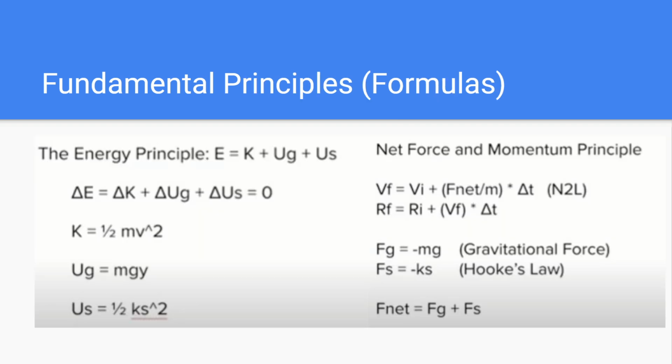You can see the different formulas for the energy principle, UG, US. mgy, mgh for the gravity equation, y just meaning the y coordinate here. That would be your height, right? And half ks squared. Some people call it half kx squared. That doesn't really matter, but that's the spring energy equation using Hooke's law, right? And half mv squared. That's just your regular kinetic energy equation, right?